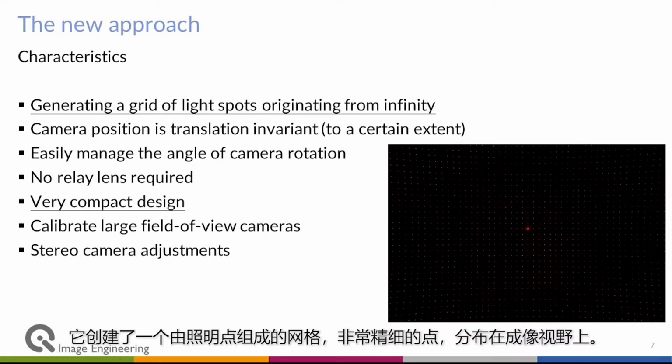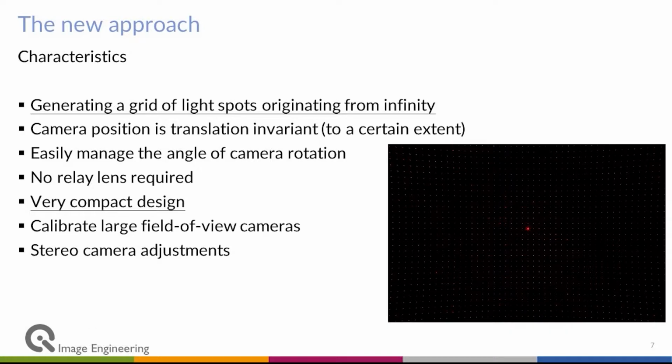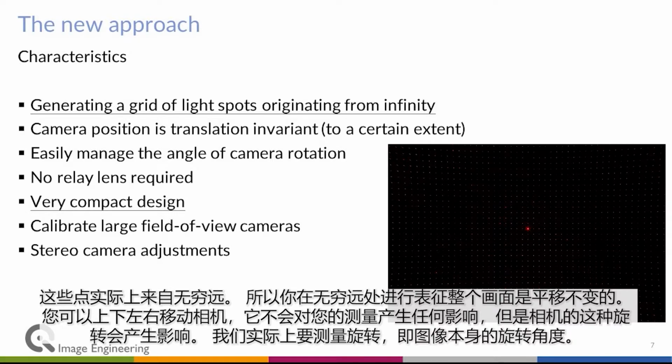So that's what it basically does. It creates a grid of illuminated dots, very fine dots, distributed over the imaging field. Those dots virtually originate from infinity. So you do the characterization at infinity. The whole thing is translational invariant, so you can move your camera left and right, up and down, and it will not have any impact on your measurement. However, the rotation of your camera has an impact, and we're actually going to measure the amount of rotation from the image itself.